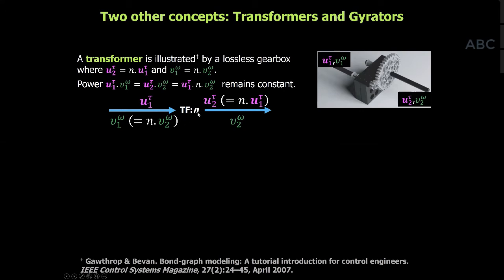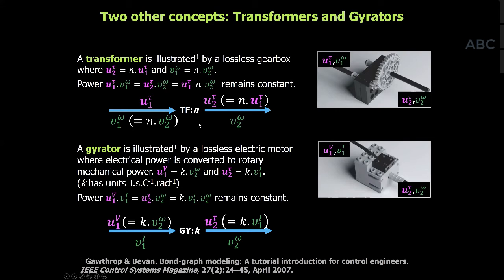So that's represented by a TF, transforming factor, of N, and then the bonds here, the power here has to be equal to the power there, but you've got these additional relationships between the variables to ensure this conversion without loss of power across this system.